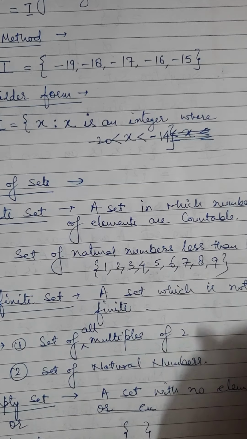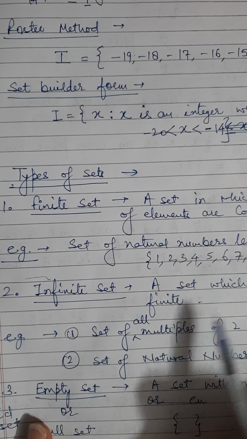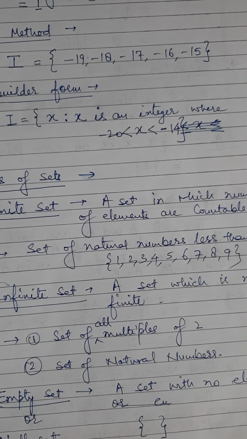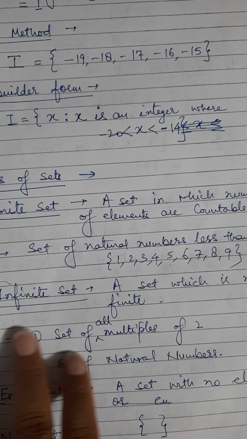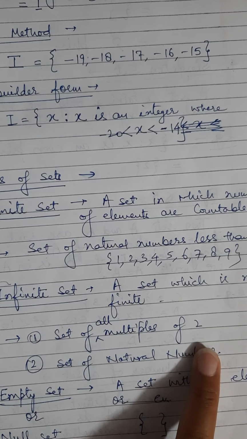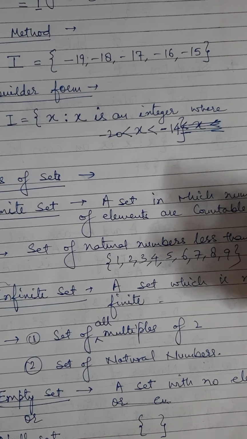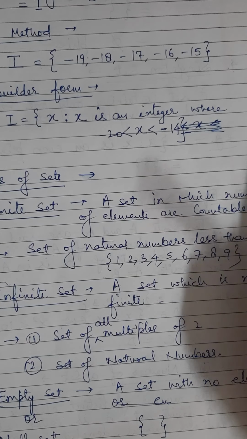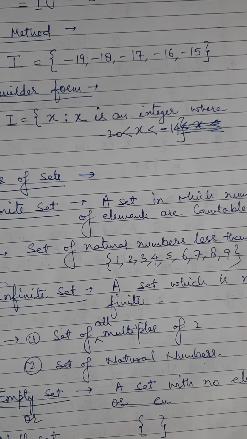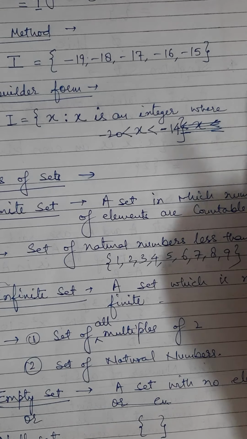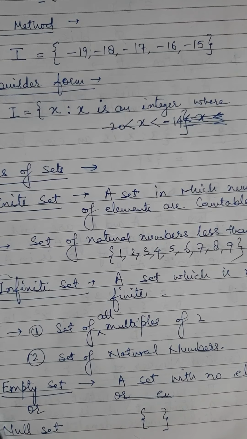Now the second type is infinite set. So a set which is not finite. Not finite means if a set in which the number of elements are not countable, then this is called an infinite set. For example, the set of all multiples of 2. We have infinite multiples of 2, so it is an infinite set. Set of natural numbers, we don't have the endpoint of that set. It's not possible to find the last number in the set of natural numbers, so we can say it is an infinite set.